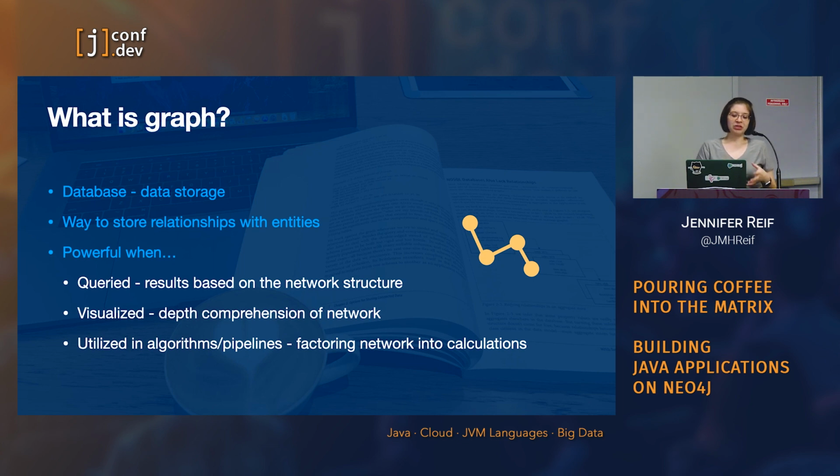It's also really powerful when you visualize it. You can comprehend the depth of your network, how big it actually is and how connected. And it's really powerful when you utilize that in algorithms and pipelines. So you're factoring in the network into those calculations. So based on my network structure, can I deduce what decisions a customer might make or someone might make? And can I factor those into a flat number that then I can put into machine learning pipelines or other types of calculations? So with all of this, not only are you taking details of the entity itself into account, you're also taking into account their network structure and the connections that they have in the system.